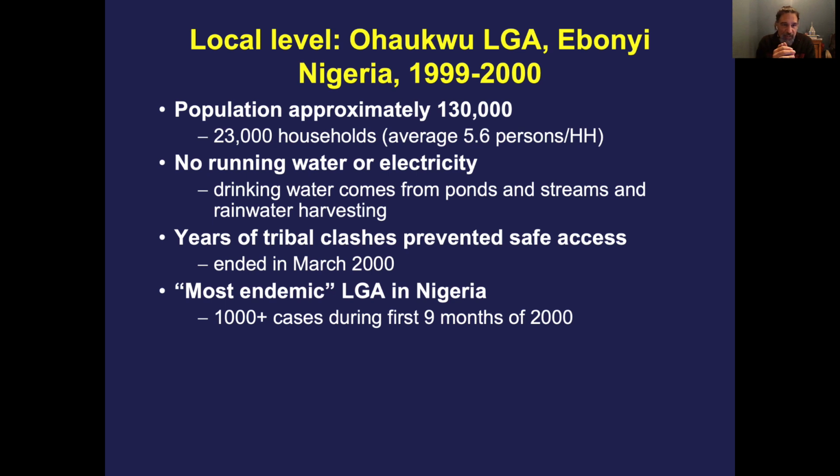That was the local government area that had the most Guinea worm cases in the country. And that was because for a very long time, in addition to not having access to fresh drinking water sources that were free of Guinea worm, there were ongoing tribal clashes that really prevented safe access to that area in the years preceding, and so workers could not get in to begin working in the Guinea worm eradication program there. But in March of 2000, a few months before I went, those clashes ended, and it created the opportunity to begin some of the Guinea worm eradication work in Nigeria's most endemic local government area.